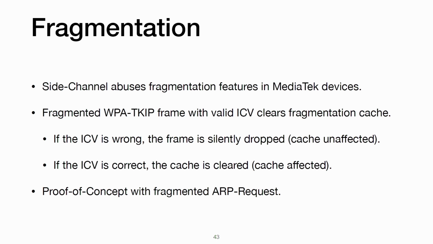So next, we looked at some MediaTek devices, and we found some interesting issues with fragmentation there. What we found was that if we send a frame with a wrong ICV, the MediaTek device will clear its fragmentation cache. And if the frame is correct, then the cache is not cleared. So that means the cache is affected. If the ICV is wrong, the frame is dropped.